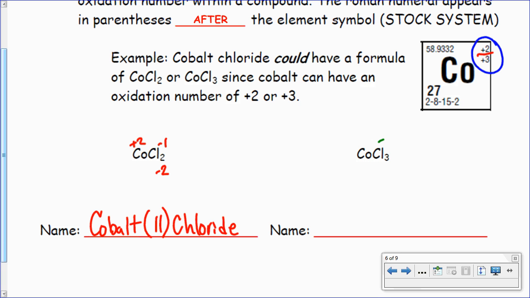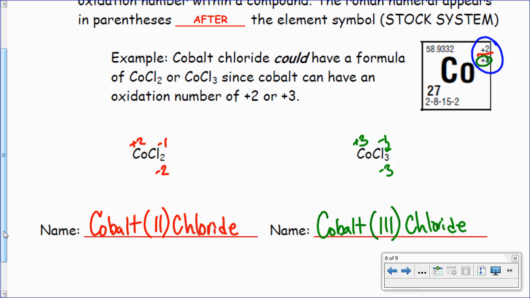Now this one, negative 1 is always for the halogens. Negative 1 times 3 is negative 3. So we have to have some number times 1 is positive 3. So that's a positive 3 there. So cobalt's other option is a positive 3. So this particular scenario, we have cobalt, Roman numeral 3, chloride.